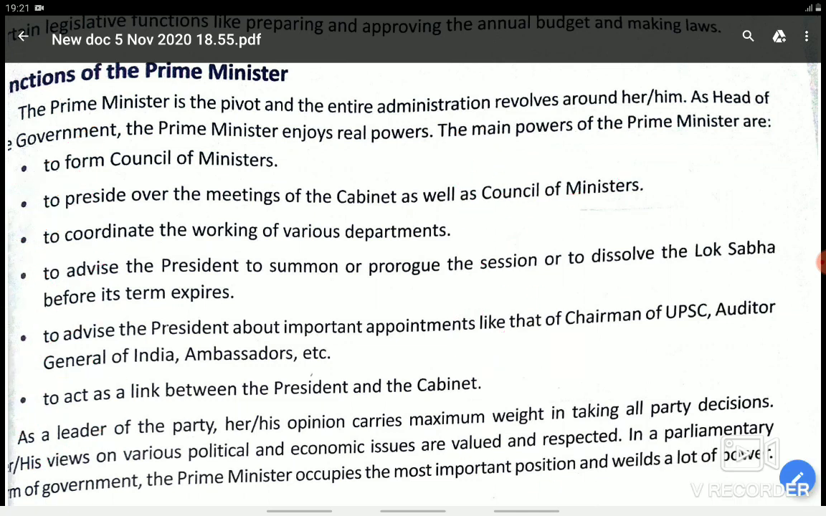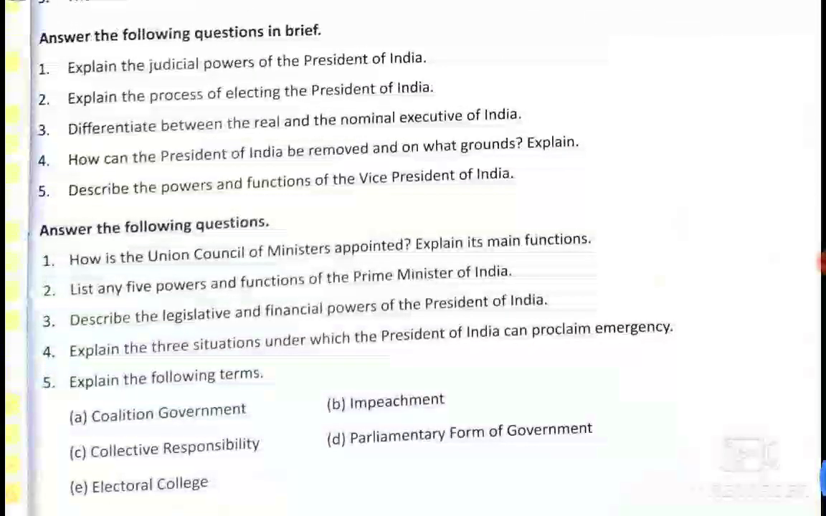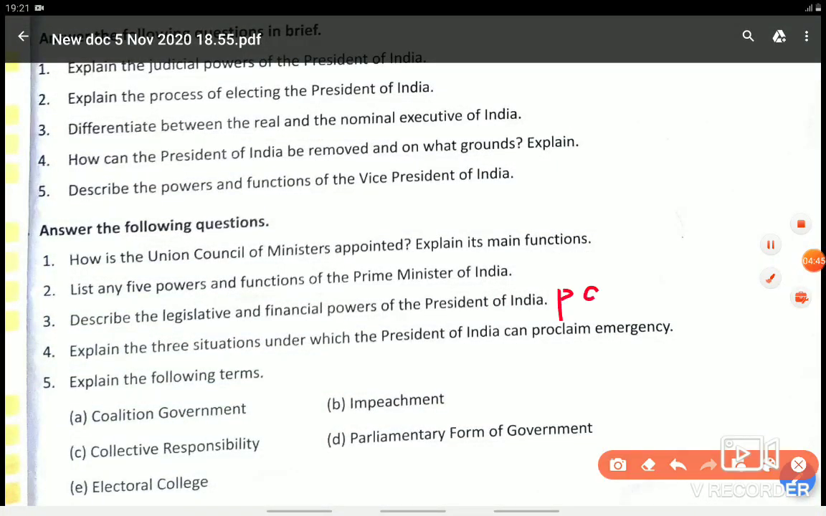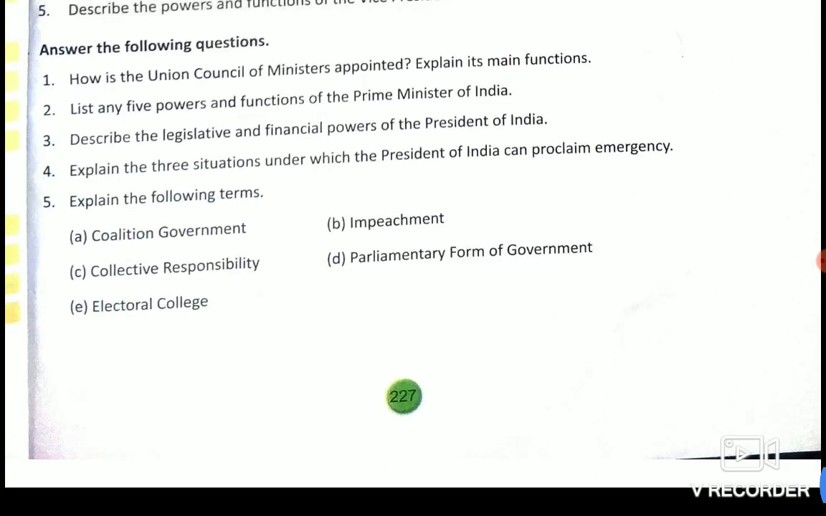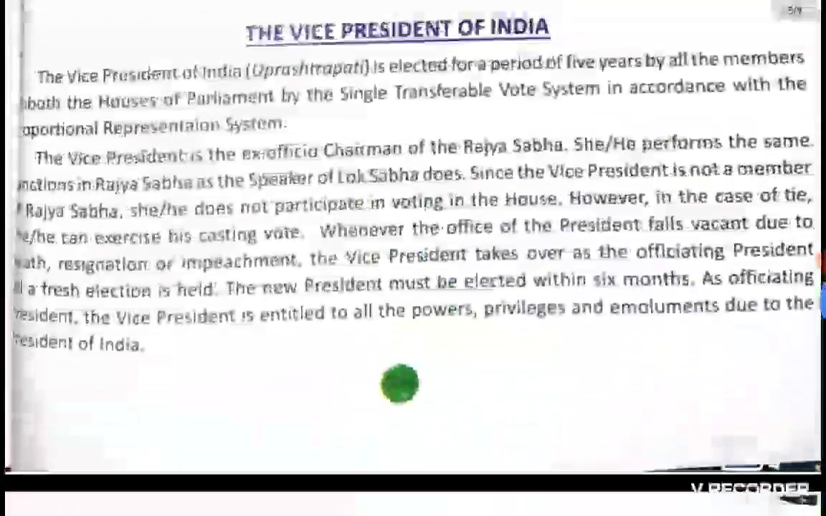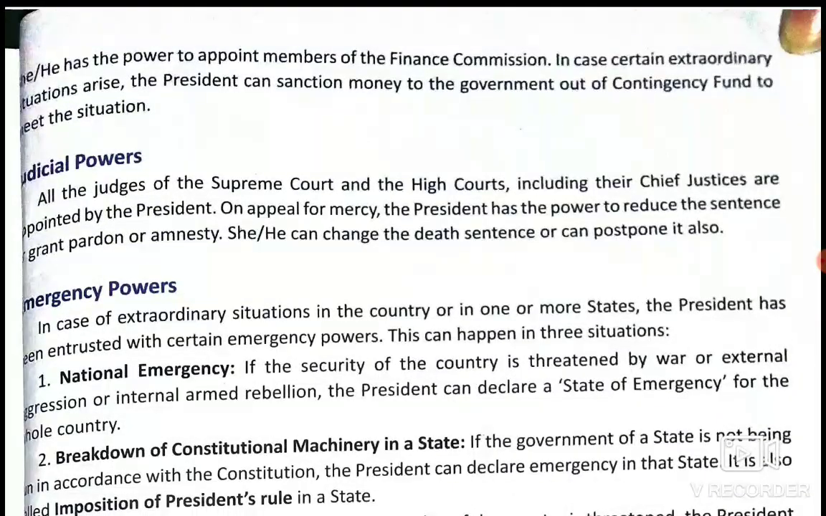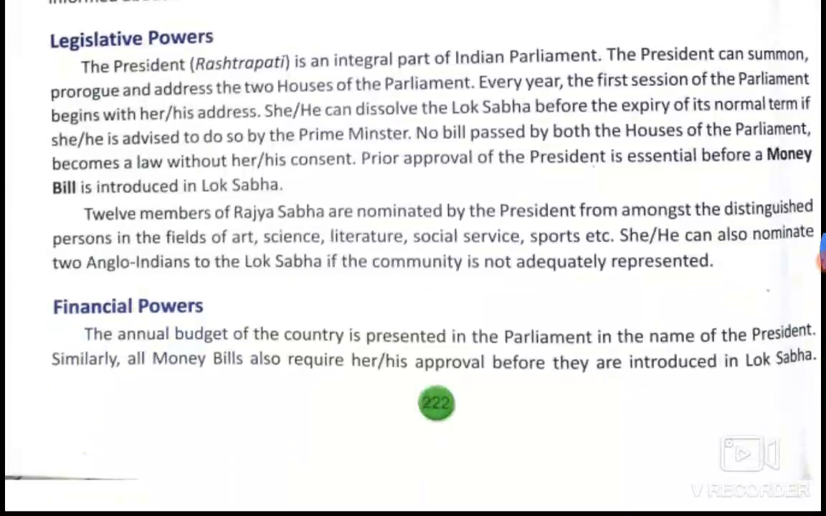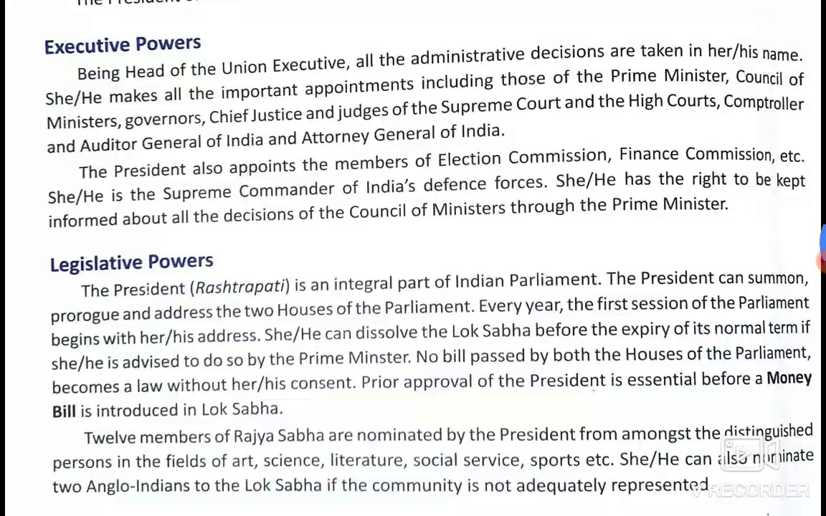Next is describe the legislative and financial powers of the President of India. You will get it in page number 222. Where will you get this? In page number 222. So let's come to question number 3, page number 222. Legislative and financial powers. Children, you will write separately the legislative powers and the financial powers. Okay. So this is your page number 222, legislative and financial powers.